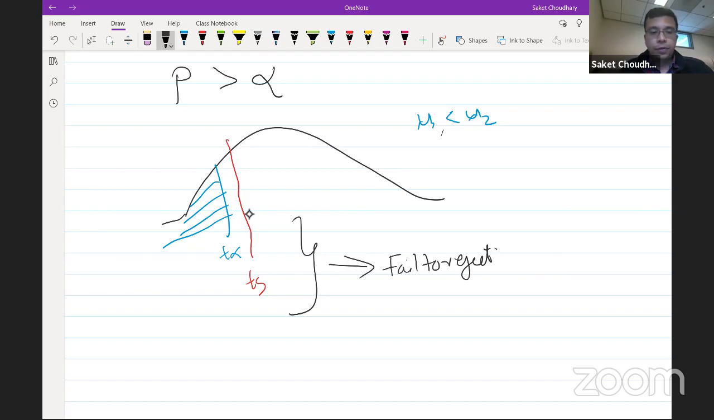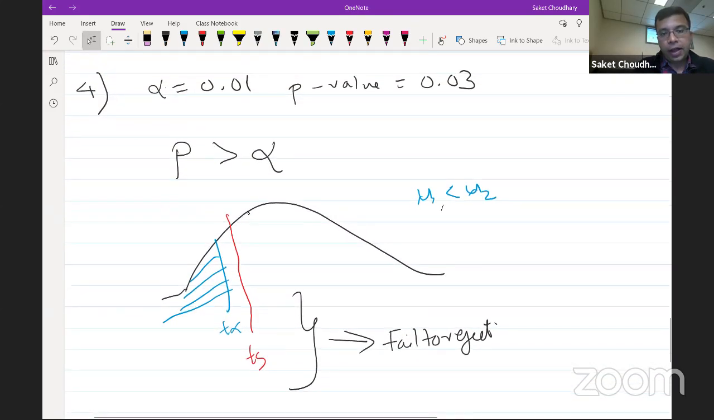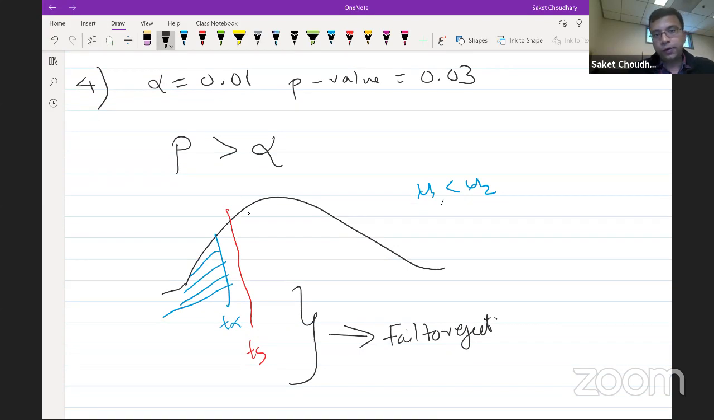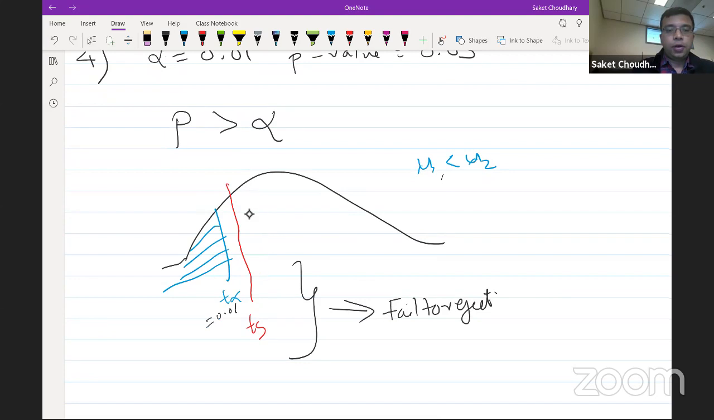Okay. So any questions at this point? And the only reason we're doing this is because your alpha was set to 0.01. Now, if alpha was set to 0.05, that would mean that this is alpha equal to 0.01. And if your alpha was 0.05, the result would change. Okay. All right.